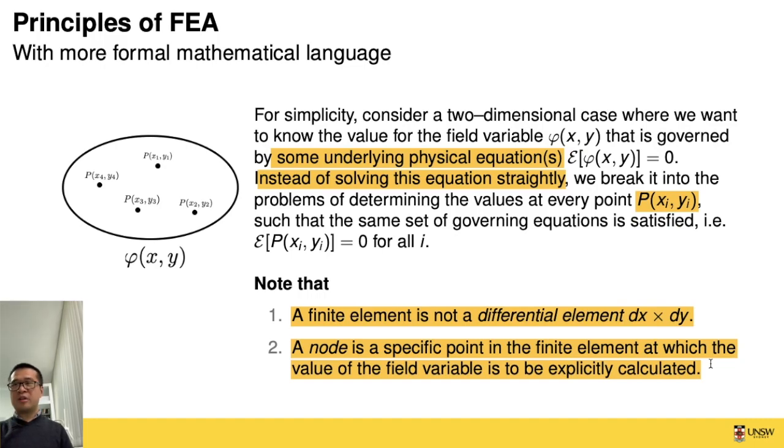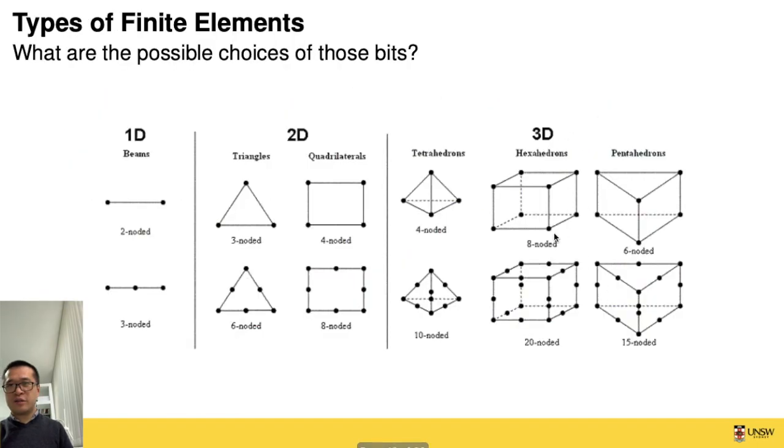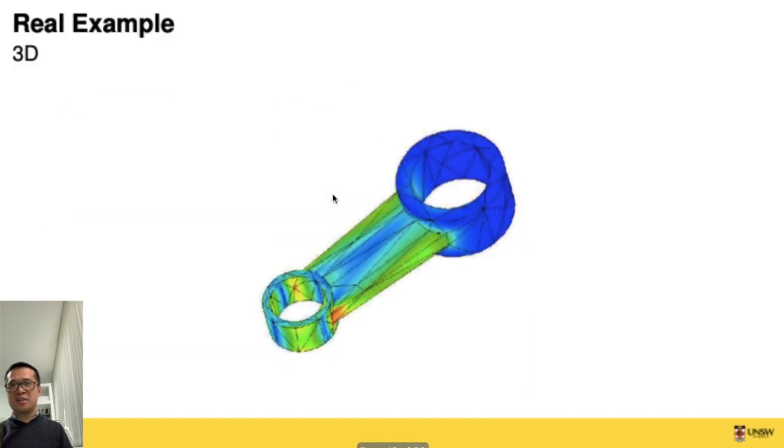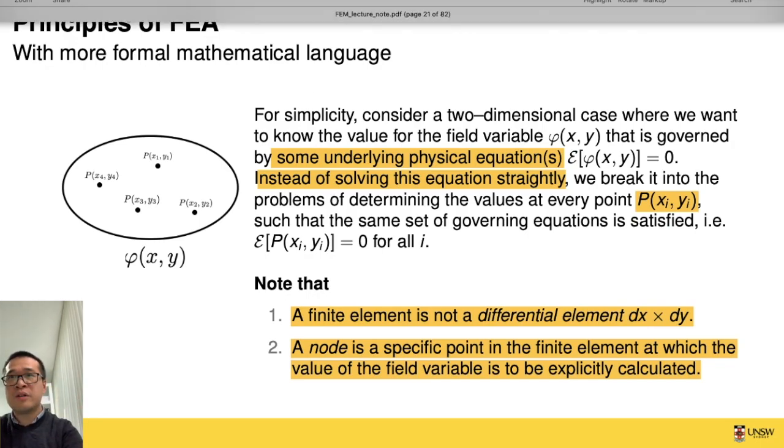Just go back to our previous slide where you have all these elements and all the nodes. What this last sentence is saying is that we will only be interested in calculating the field variables at those nodal points. That's two important things you want to understand behind the principle of FEA.